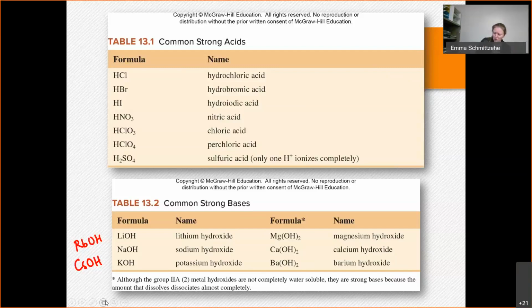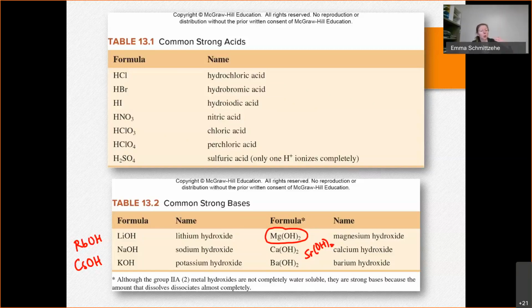Now, I'll caution you here. They list magnesium hydroxide. That one is a little iffy. A lot of times we wouldn't call that a strong base, but since they put it in the table, we'll go with it. One that they do leave off that we do consider a strong base is strontium hydroxide. Okay, so usually I would say it's the group 1 metals and the heavy group 2s.